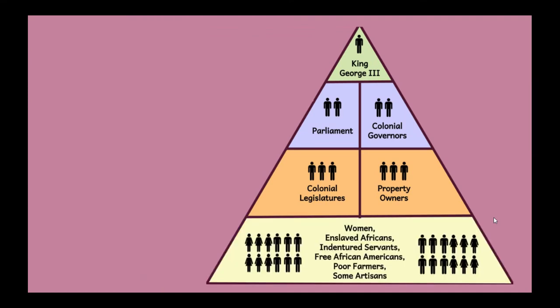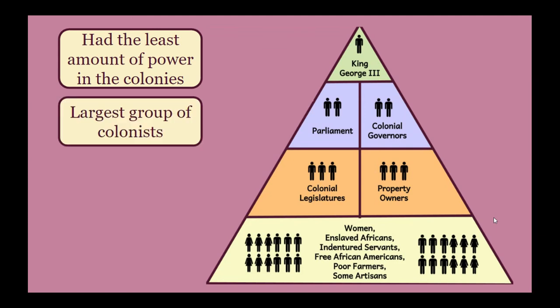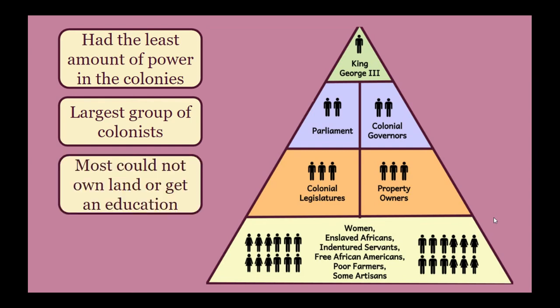The last level is the women, enslaved Africans, indentured servants, free African Americans, poor farmers, and some artisans. This group had the least amount of power in the colonies, even though they were the largest group of colonists. Notice how much bigger this section of the pyramid is than, say, King George III, who's one person with the most amount of power. Most of them could not own land or get an education. So they were kind of at the mercy of what everybody above them in the pyramid decided for them.